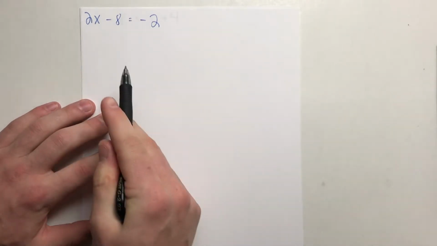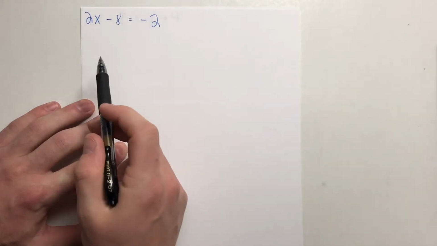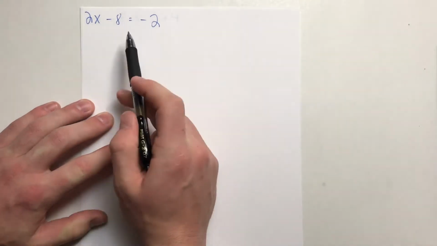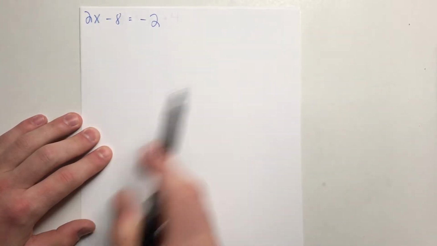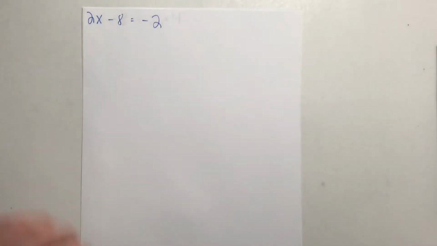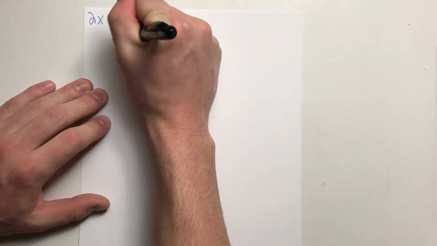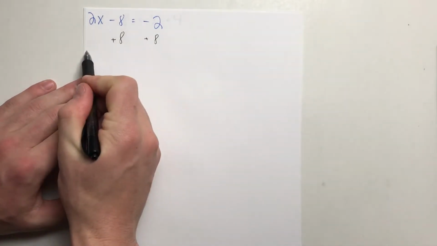So we have 2x minus 8 equals negative 2. And our goal is just to get all of our x's on one side of the equal sign, and then all of our constants, all of our numbers without an x attached to them, on the other side. So my first step is going to be to add 8 to both sides of this equation. So that's going to look something like this.